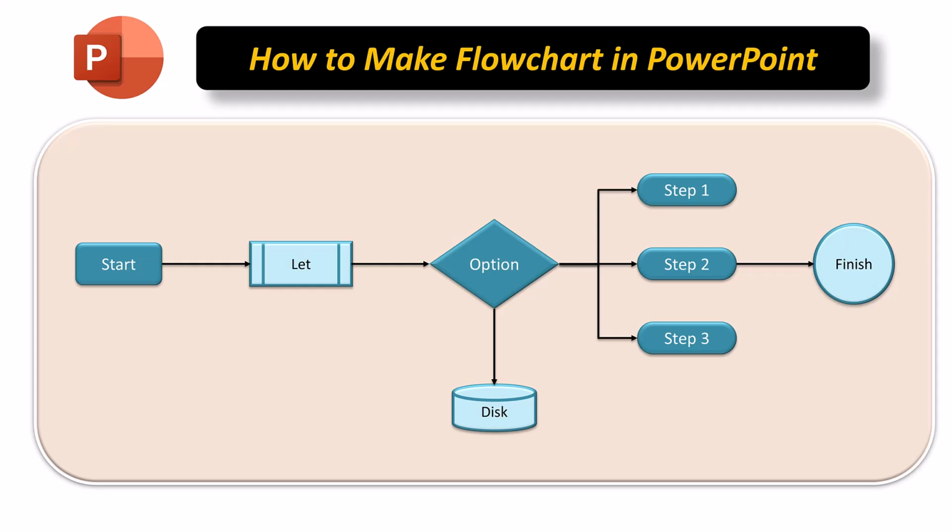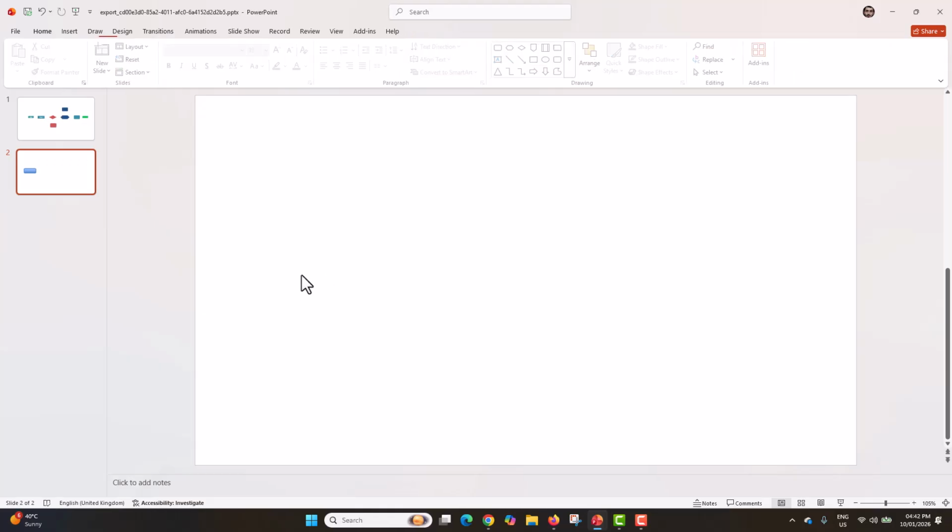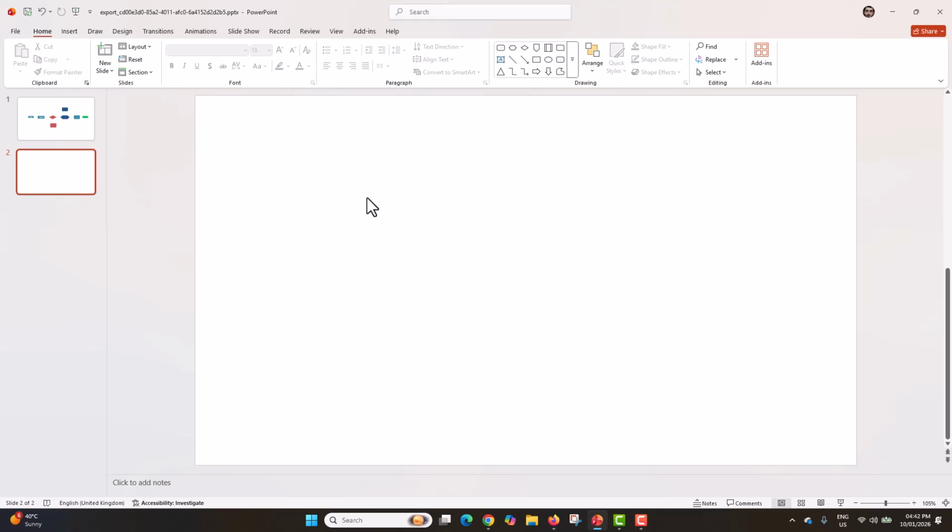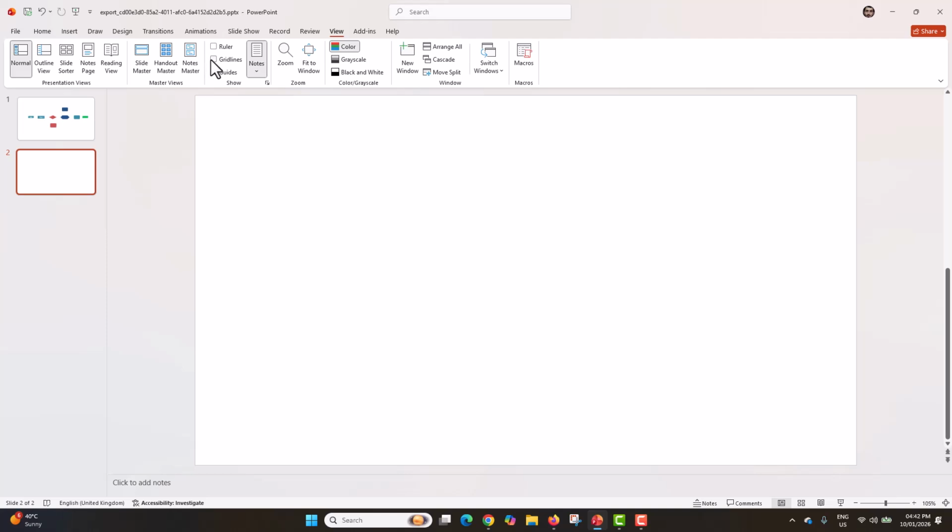In this video I will teach you how to make a flowchart in PowerPoint. It is a very easy process. Let's start. First of all, open PowerPoint, then go to the View tab. In the View tab, turn on the guidelines. It will help you see where to put your objects.